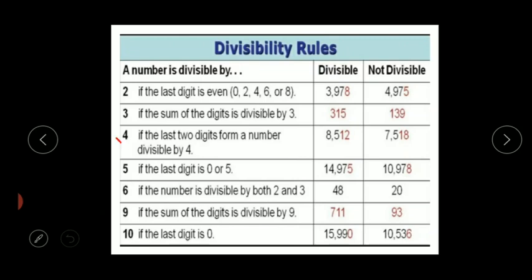Proceeding to the next number, if your divisor is 4, whether the given number is divisible by 4 or not. If the last two digits, the ones and tens positions, form a number divisible by 4, then that number is divisible by 4. But if the last two digits are not divisible by 4, then the number cannot be divided by 4.